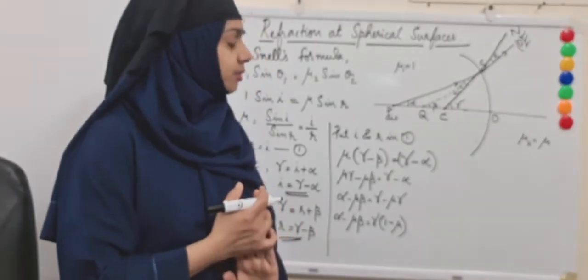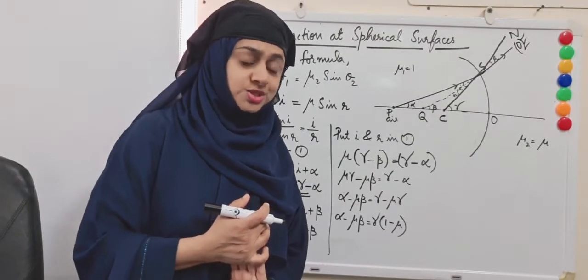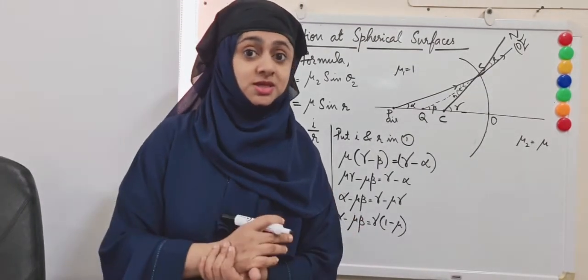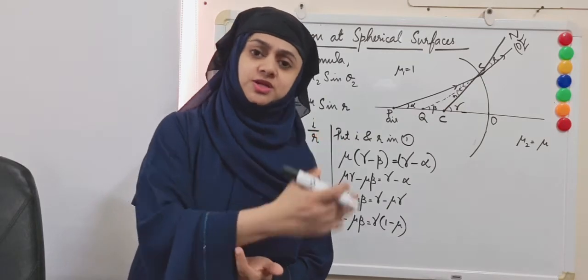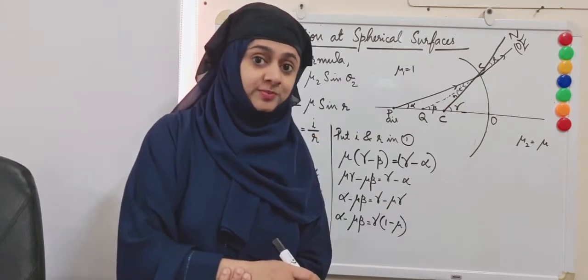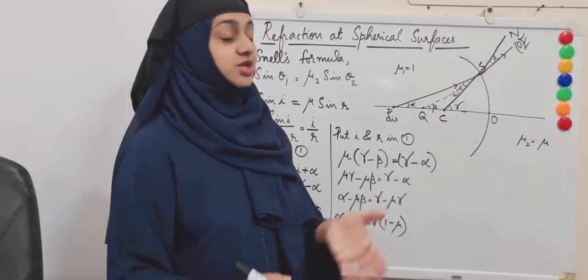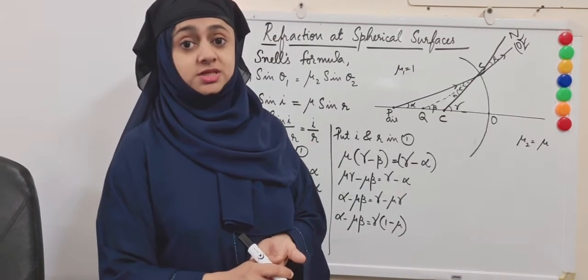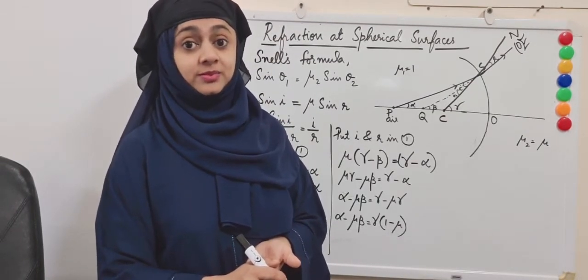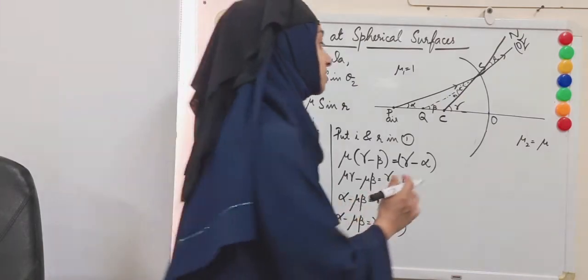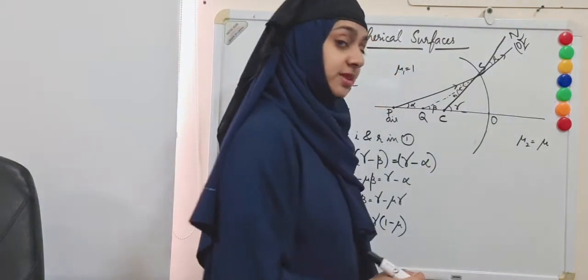Now, you must have learned when you studied the SI units in the second or first chapter of grade 11, the definition of SI units. What is the SI unit of angle? Radians. So how is a radian defined?